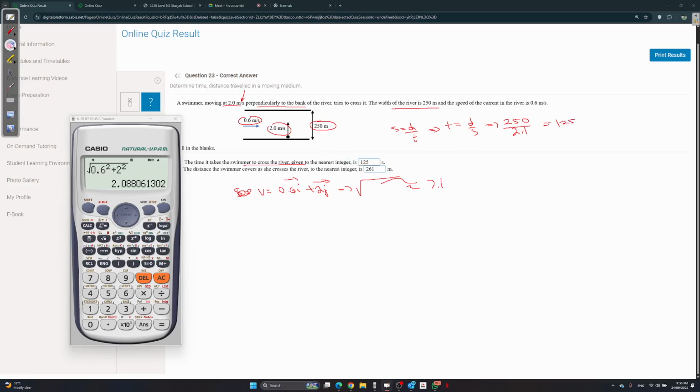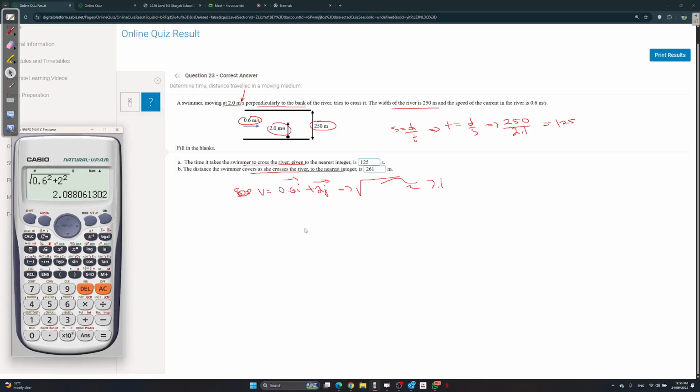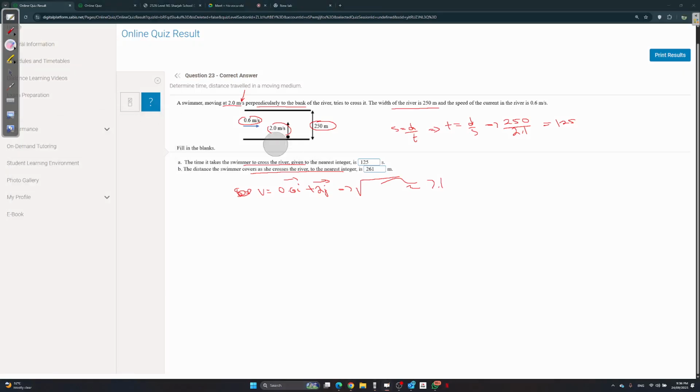The distance that the swimmer covers as she crosses the river is what? Now, here is the swimmer. Obviously, she's not moving straight. She's moving something like this. So we need to find out what this is. We know this is 250. We need this. So this is the adjacent side, and this is the hypotenuse. So I need cos theta, because cosine theta is adjacent over hypotenuse.